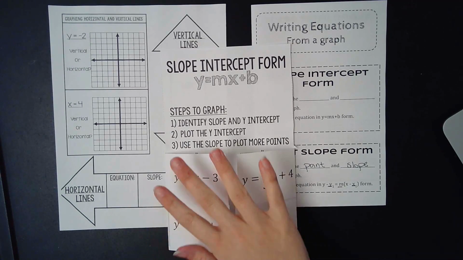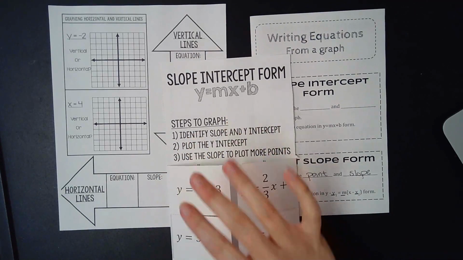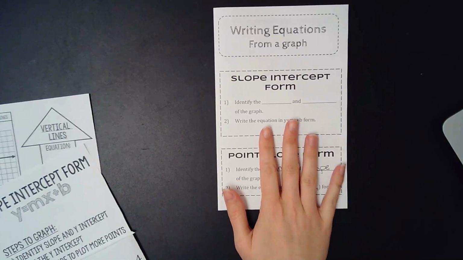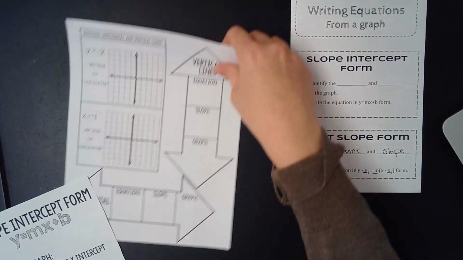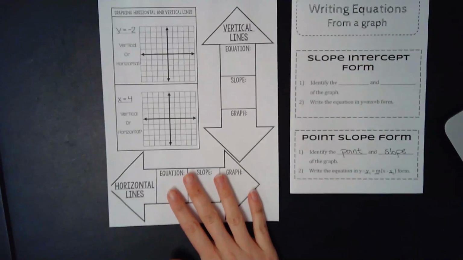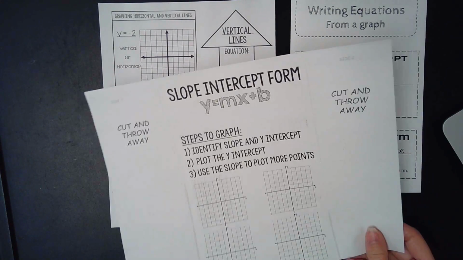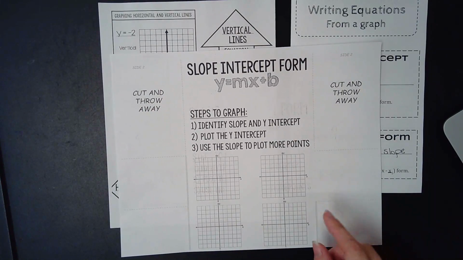But today we're going to do 3 notes pages. This page, writing equations from a graph, you should have from last class. You should have in your folders a page on vertical lines and horizontal lines. And then you should have a page on slope-intercept form.